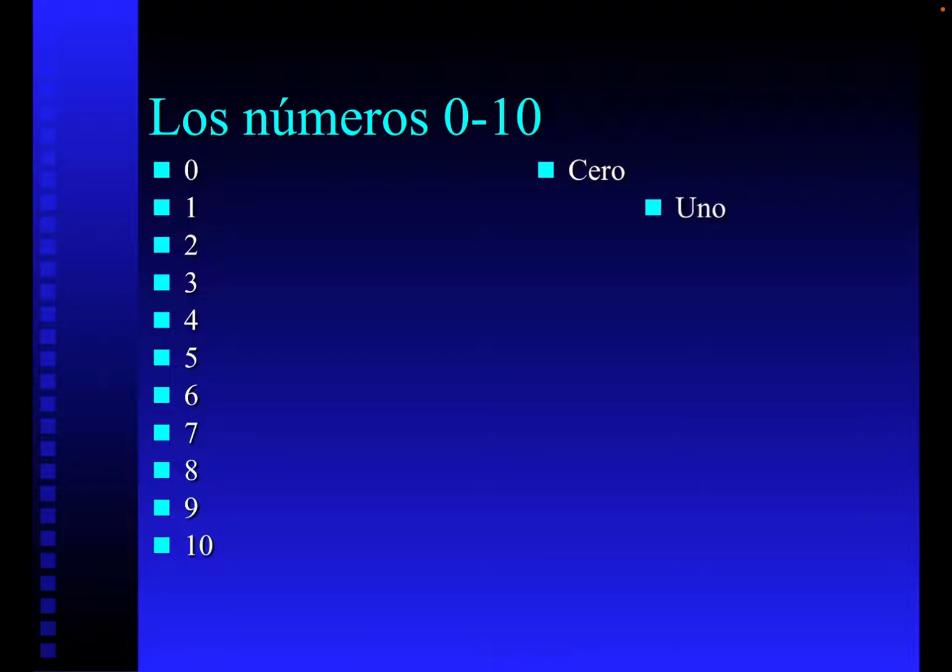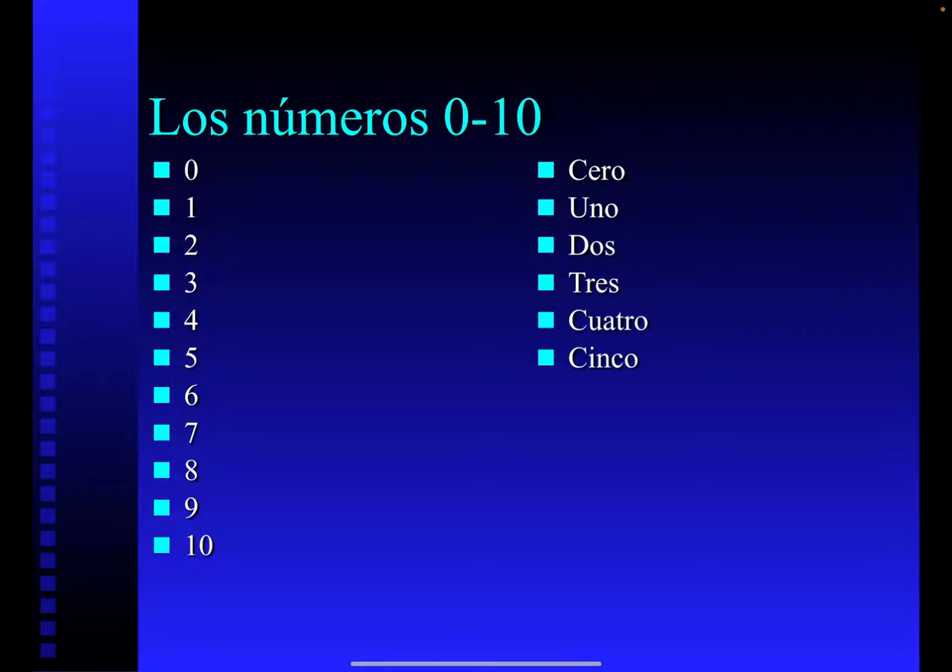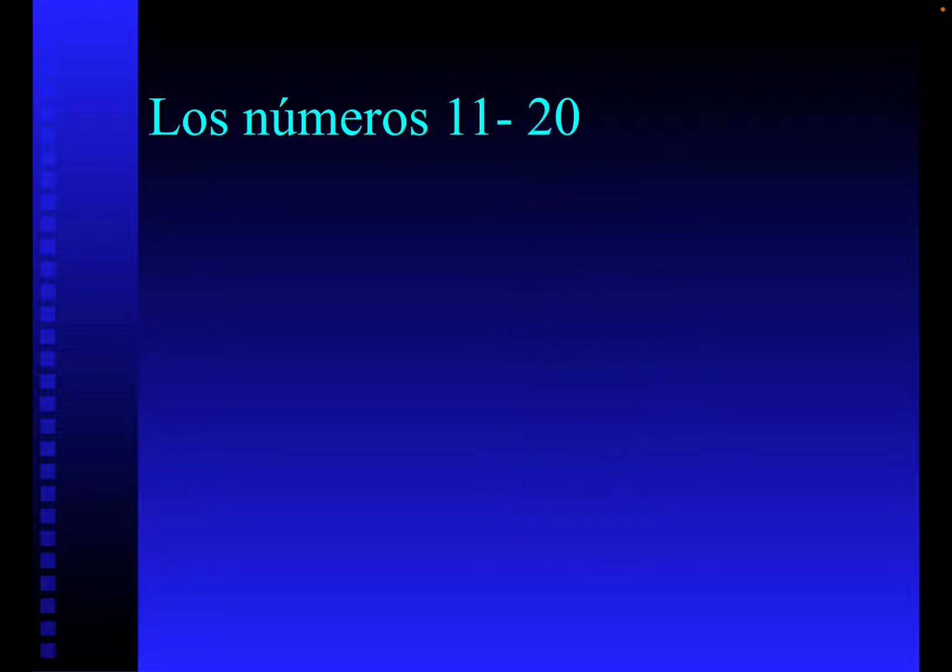Repitan 0, 1, 2, 3. Remember, try to soften that T. 4, 5, 6. E-I, no accent. 7, I-E, no accent either. 8, 9, 10. Next group.